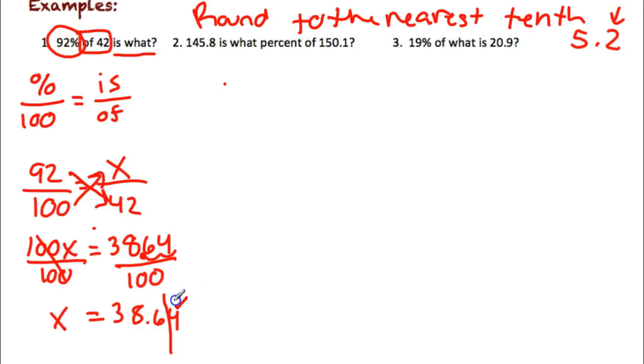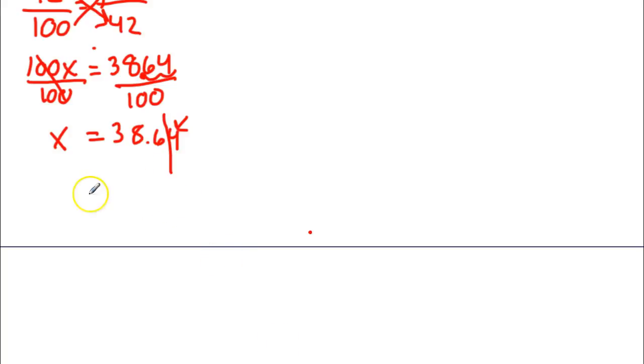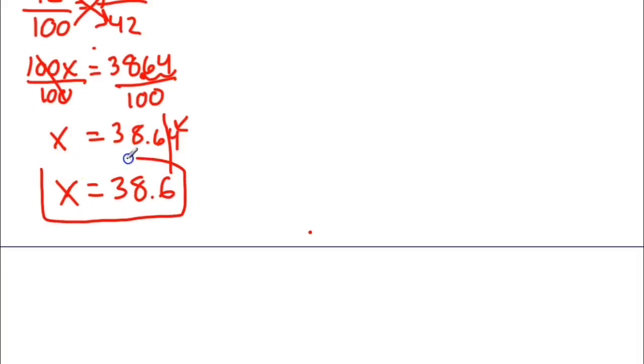now I have to look at this number right here. If it is 5 or higher, so 5, 6, 7, 8, or 9, I need to change the 6 to a 7. I need to increase it by 1. If this number is 0, 1, 2, 3, or 4, I keep it the same. So this is 4, so my answer is going to be x equals 38.6, because it's 4, so I don't round up. I keep it the same.